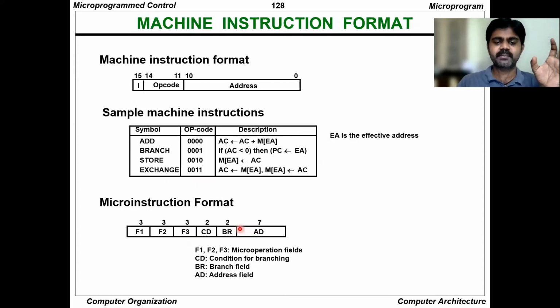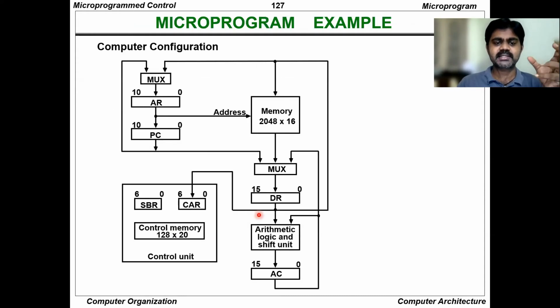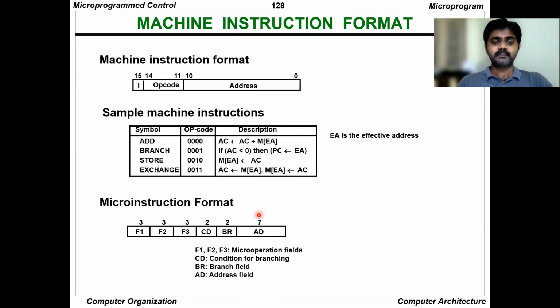Your address occupies 7 bits. Your branch field occupies 2 bits. Your condition for branching occupies 2 bits. Your F3 field 3 bits, F2 field 3 bits, F1 field 3 bits. So total 20. Because we're discussing control memory, control memory is of 128 into 20. So the divisions are like this, 20 bits, right?